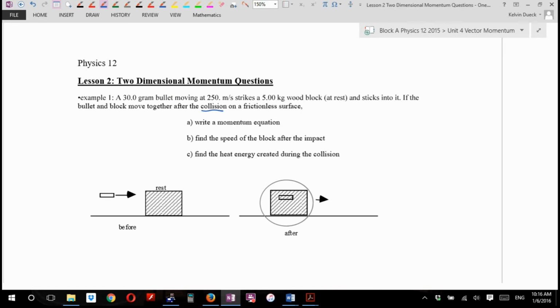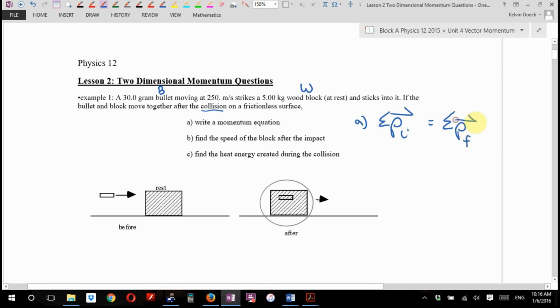I'm going to call the bullet B. I'm going to call the wood block W for wood. Unfortunately, B bullet and B block don't work very well, so I'll use B and W. Okay. A says, write a momentum equation. Is there a collision? The sum of all the momentum before the collision equals the sum of all the momentum after the collision. There's my momentum equation. I start here.